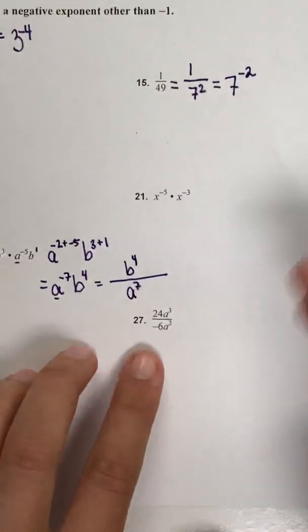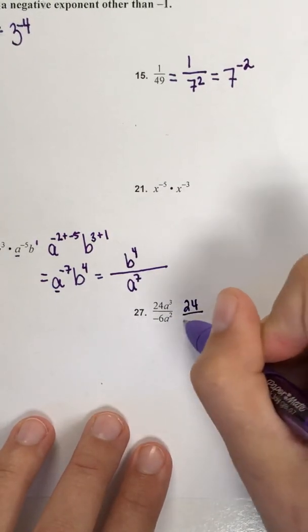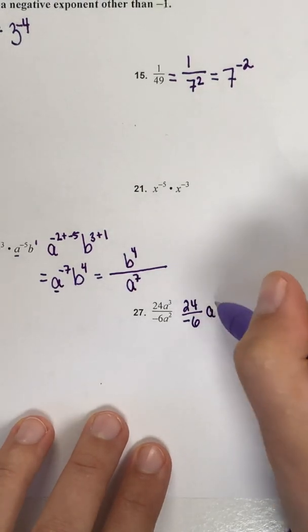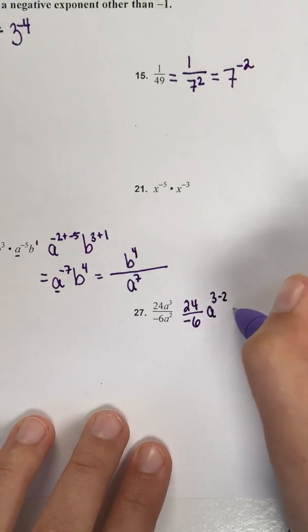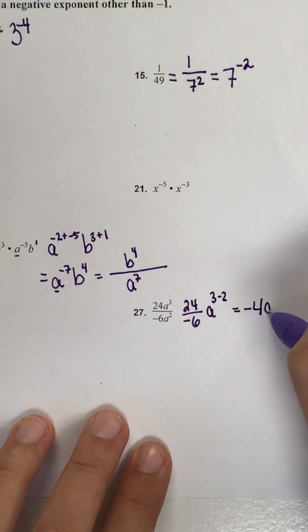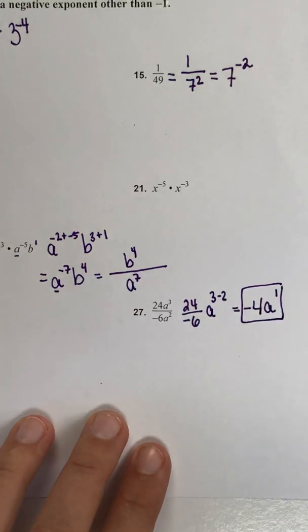And then lastly, I'll do number 27. If you look at 27, that's a division problem. So the first thing you want to do is simplify that fraction there, and you're going to subtract the exponents. 24 divided by negative 6 is negative 4. 3 minus 2 gives me 1. And you'll notice that there are no negative exponents there, so that would be my final answer.